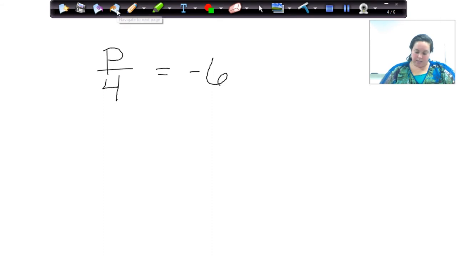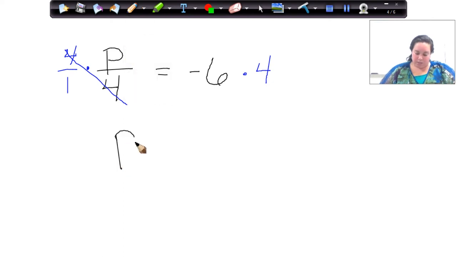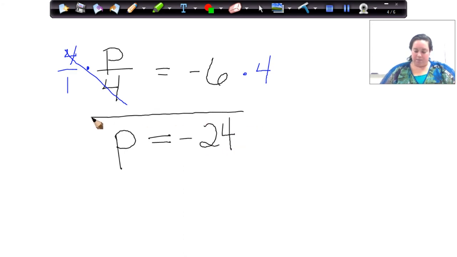Let's go on to the next one. What about this? We have p over 4 equals -6. Right here, we're dividing by 4. What's the opposite of dividing? Multiplying. So we're going to multiply by 4 on both sides. If we multiply by 4 here, the 4s will cancel out, and we will just have p, which is our goal. We want p by itself, and then -6 times 4 is -24.